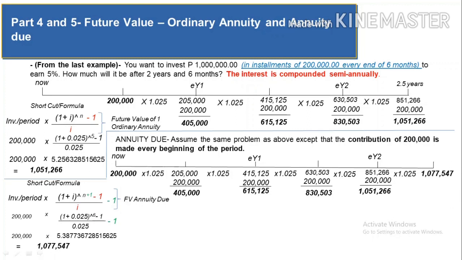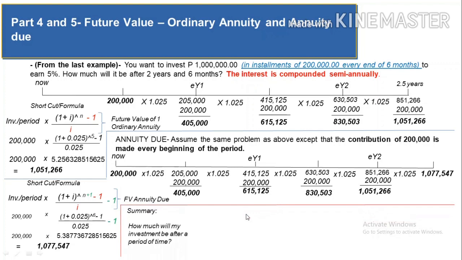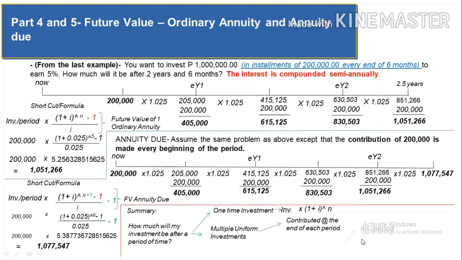So that's it for future value of 1, ordinary annuity, and annuity due. Let's have a little summary. If the question is how much will be my investment after a period of time, then if that is only a one-time investment, you use investment times 1 plus i raised to the power of positive n, or what we call the future value of 1. But if your investments are multiple uniform investments and are contributed at the end of each year or each period, then you're going to use investment per period times 1 plus i raised to the power of n.